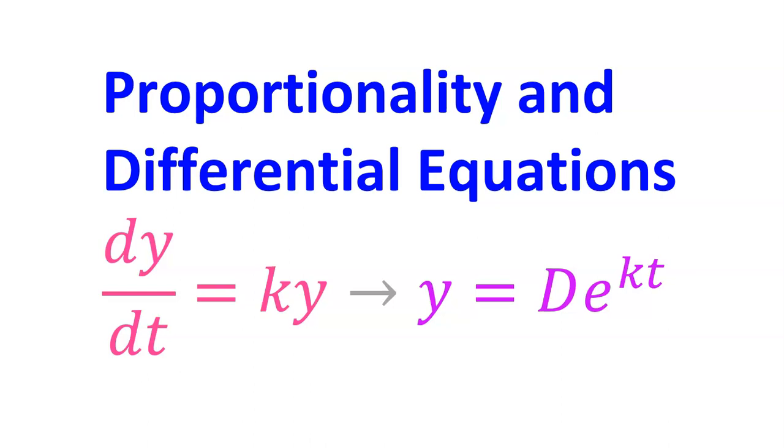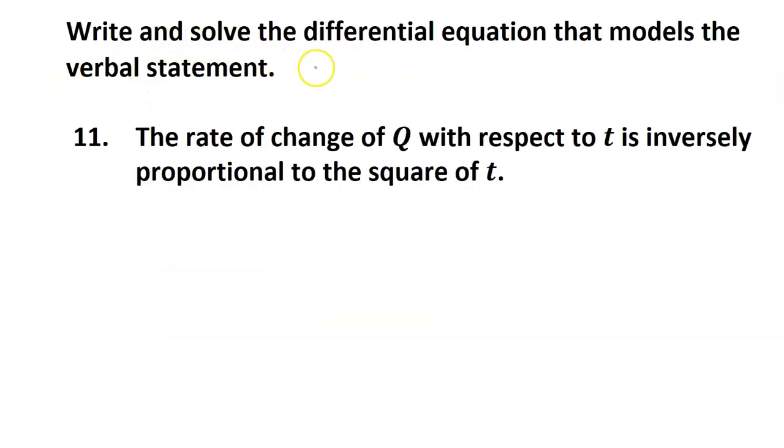In this video, I will show you how to solve problems involving proportionality and differential equations. Write and solve the differential equation that models the verbal statement. Number 11, the rate of change of Q with respect to t is inversely proportional to the square of t.